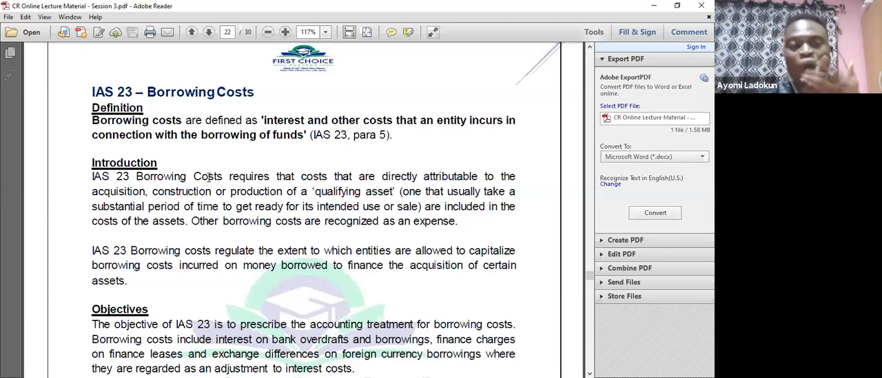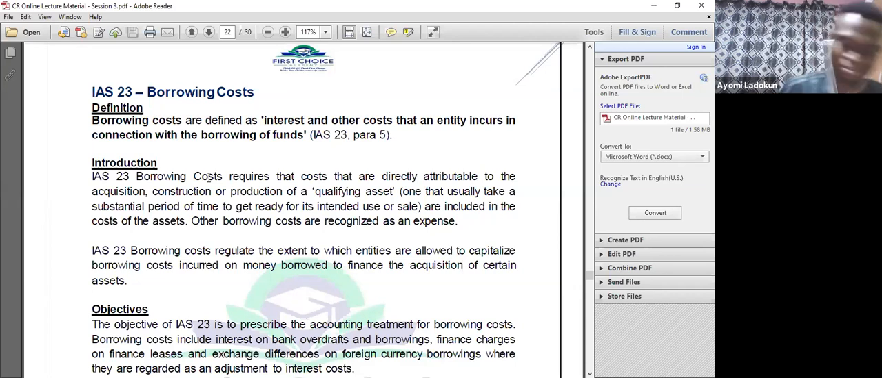So instead of recognizing my borrowing cost in the profit or loss account as finance charges, I can actually take it to my balance sheet and add it to the cost of the asset. That's capitalization. Borrowing costs are defined as interest and other costs that an entity incurs in connection with the borrowing of funds. That's how the standard has defined borrowing costs.